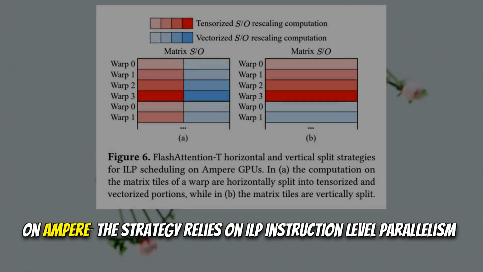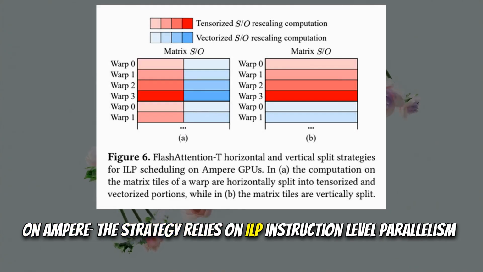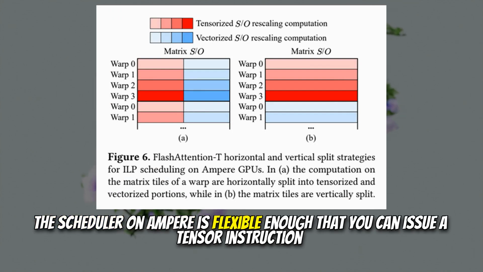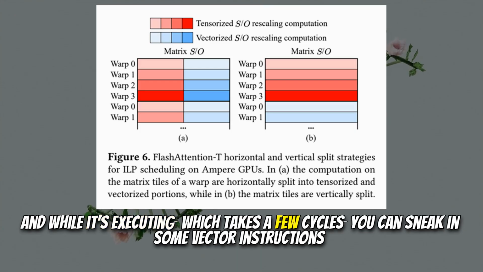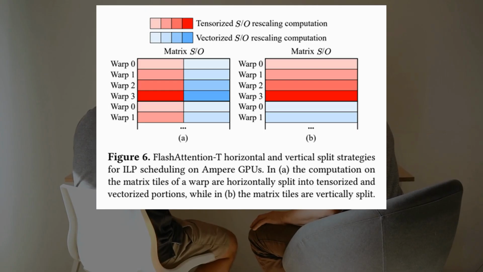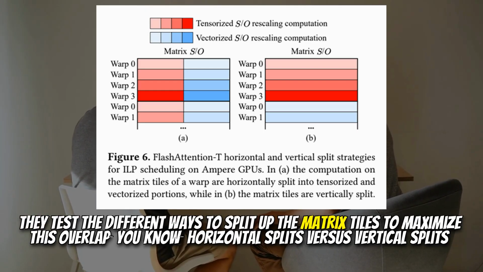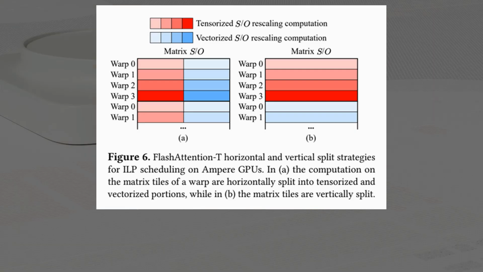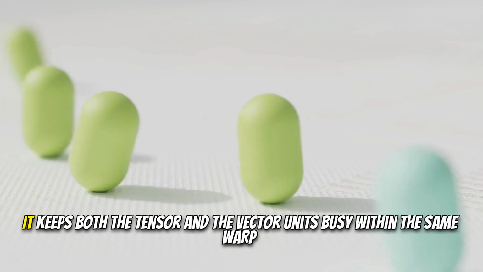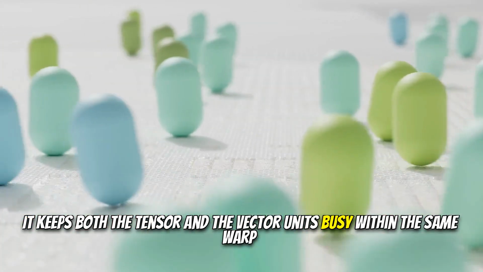On Ampere, the strategy relies on ILP, instruction level parallelism. The scheduler on Ampere is flexible enough that you can issue a tensor instruction, and while it's executing, which takes a few cycles, you can sneak in some vector instructions. Interleaving them. Exactly. They tested different ways to split up the matrix tiles to maximize this overlap, horizontal splits versus vertical splits. They found a 1-to-1 horizontal split was the sweet spot. It keeps both the tensor and the vector units busy within the same warp.